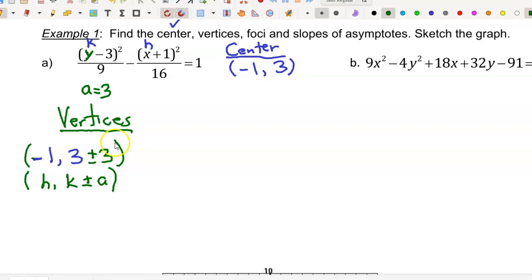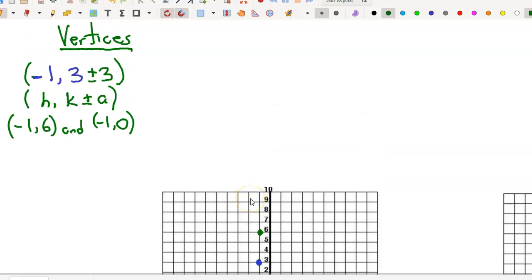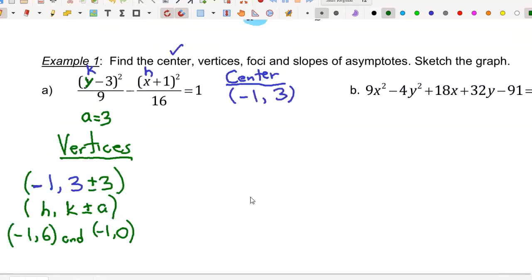And let's plot those, right? So we have -1, 6, and -1, 0. Go down here and do that. -1, 6, up 3. -1, 0, down 3. These are the vertices, just the vertices. And check.